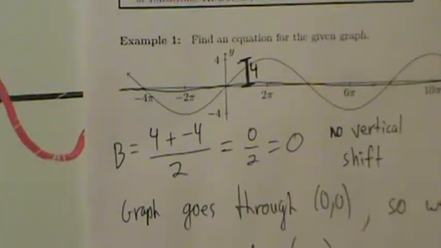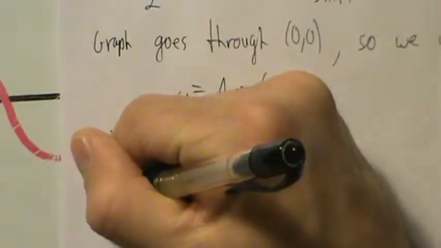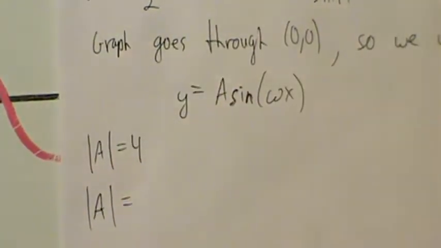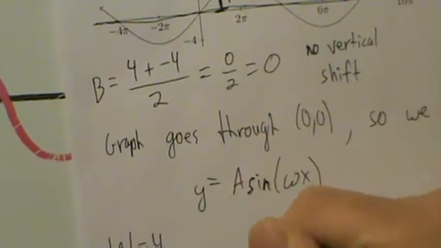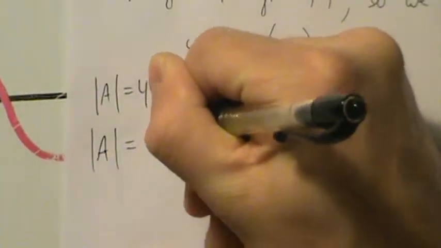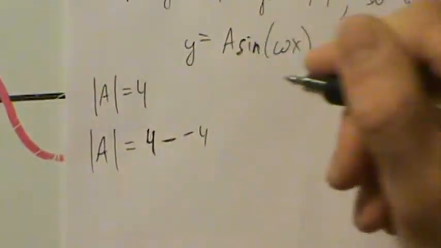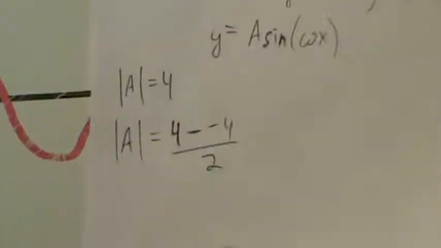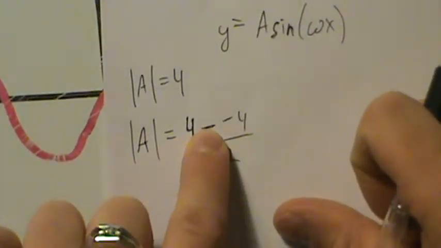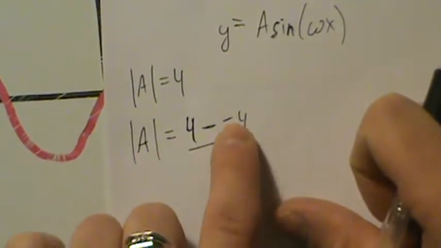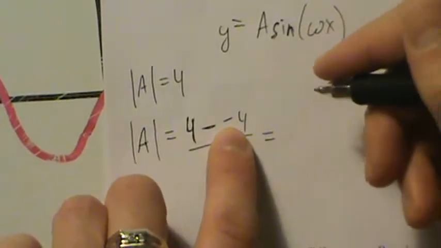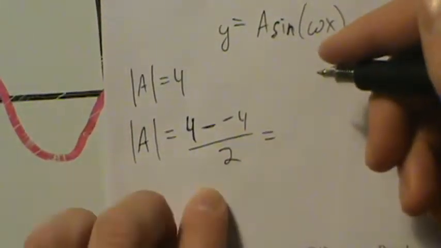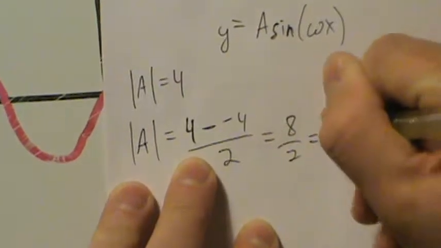So if we want to show work for this, then that's going to be absolute value of a equals max value, which we already know is 4, minus the minimum value, which we already know is negative 4, all divided by 2. So max value minus min value divided by 2. The min value is negative 4, so that's why it's 4 minus negative 4. So 4 minus negative 4, that's 4 plus 4, which is 8. 8 divided by 2 is 4.